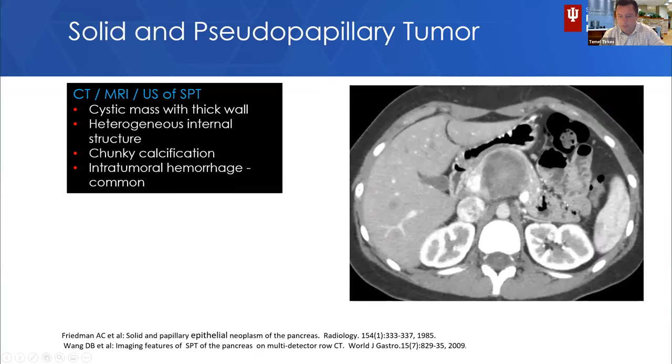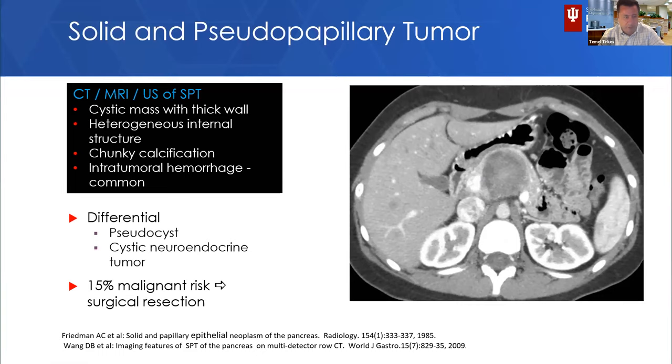Here's an axial CT image that shows this pseudopapillary tumor, again, inhomogeneously enhancing. These areas might be hemorrhagic or actually soft tissue. These areas might be necrotic, and these features can be better evaluated with MRI. But whenever you see something like this, you know that you're probably dealing with a neoplasm, and this could also be a cystic neuroendocrine tumor as well. Now, if this is an SPT, patients will end up getting a resection because there's about a 15% malignancy risk.